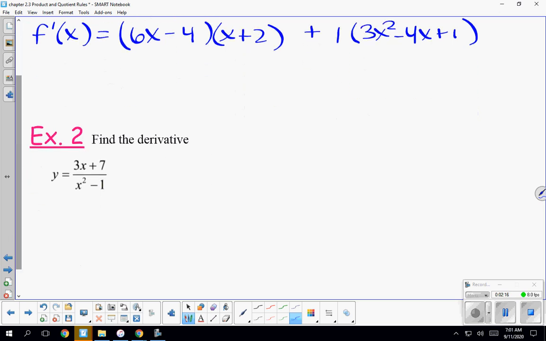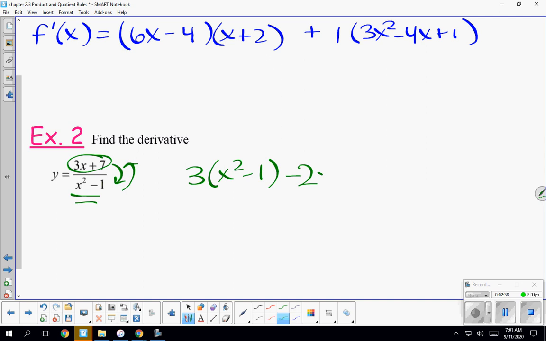The second example here, now we have a quotient rule. So we have a function over top of a second function. I read top to bottom. So I'm going to start by taking the derivative of the top function, which is 3. And the bottom function is just hanging out. Now I'm going to subtract, and now I'm going to go bottom to top. So now I take the derivative of the bottom function, which in this case is 2x. And now the top function just hangs out.